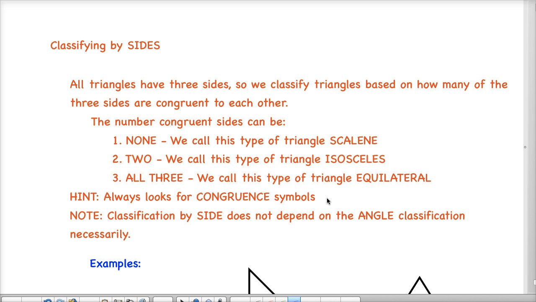And the way that we're going to know if these sides are congruent is we're going to look for those little congruent symbols. And remember, when we're drawing a shape, to show that two sides or segments are congruent, we're going to have a little hash mark on it.